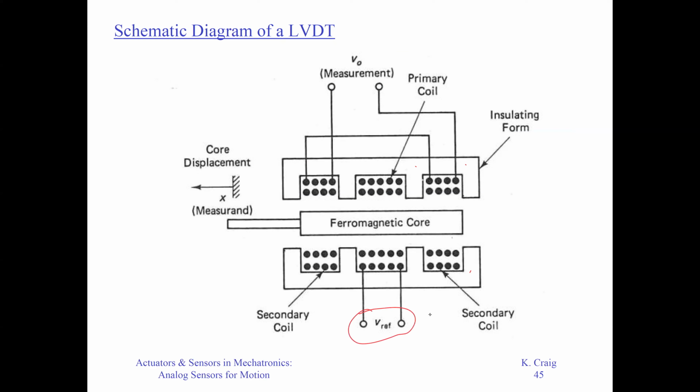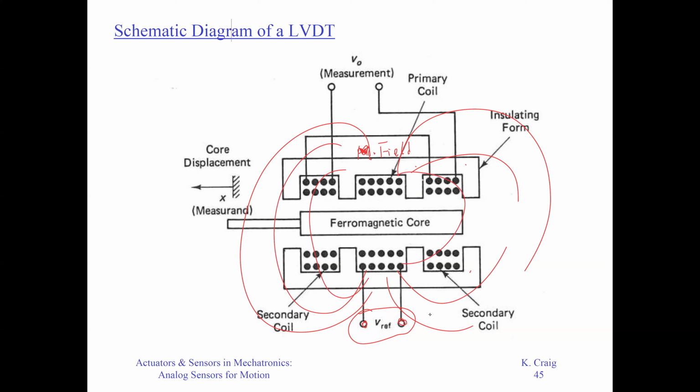You put an external voltage in here, and inside the coil it produces a magnetic field. This is called the primary winding, the primary coil. When you have an external voltage applied, it produces a magnetic field.